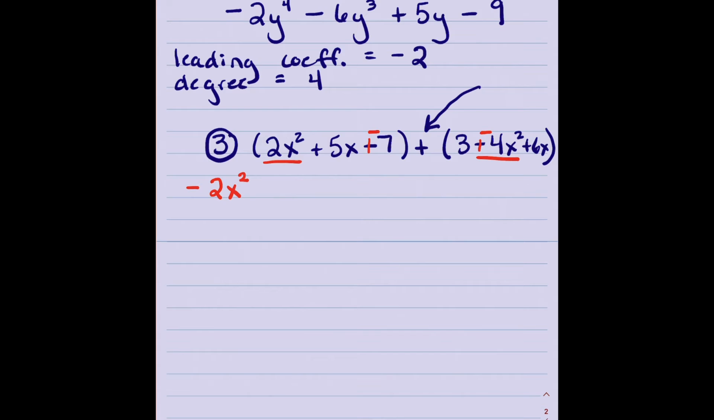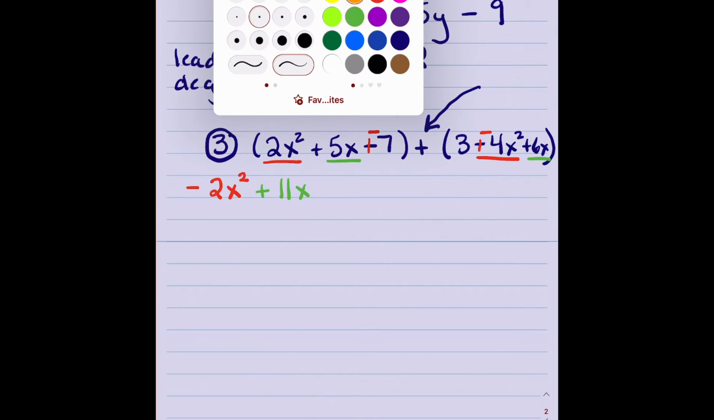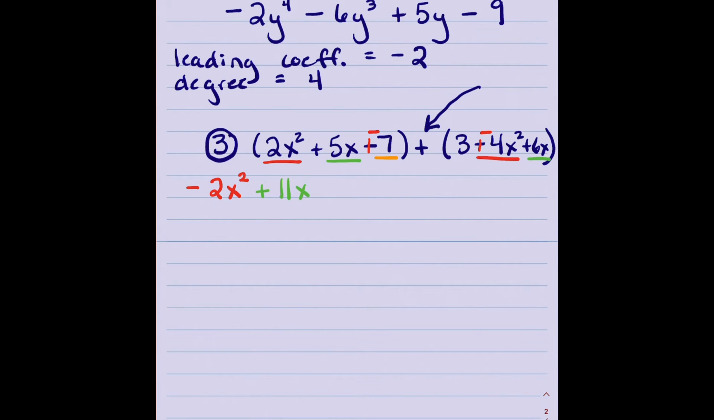And then 5x and 6x can go together, plus that would be 11x. And then we have a negative 7 here and a 3, so we're going to go minus 4. And so my combined polynomial would be negative 2x squared plus 11x minus 4. Leading coefficient is negative 2. It is a trinomial, and it is degree 2. All right, let's move to example 4.